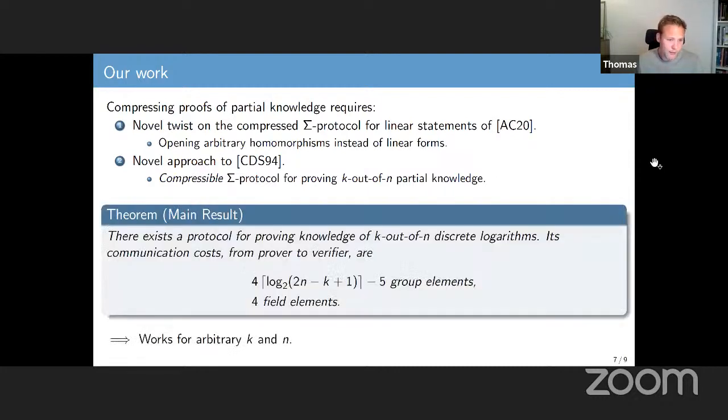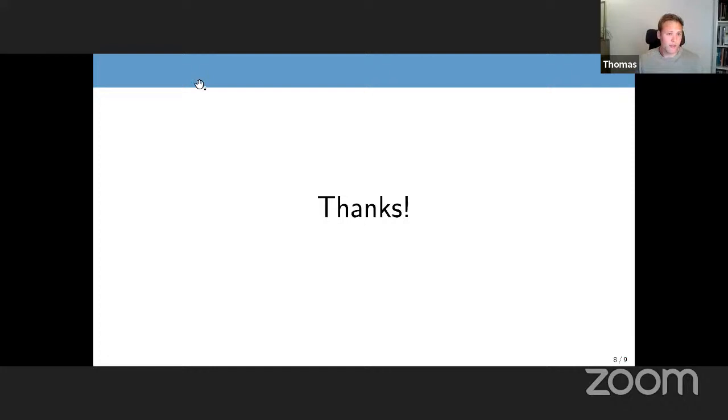Altogether, this is the main result that we get. There exists a protocol for proving k-out-of-n partial knowledge, and the communication complexity is logarithmic, both in n and k. And this approach works for arbitrary k and n. In the longer version of this presentation, we also have a number of extensions to this main result. That was the presentation. Thank you.